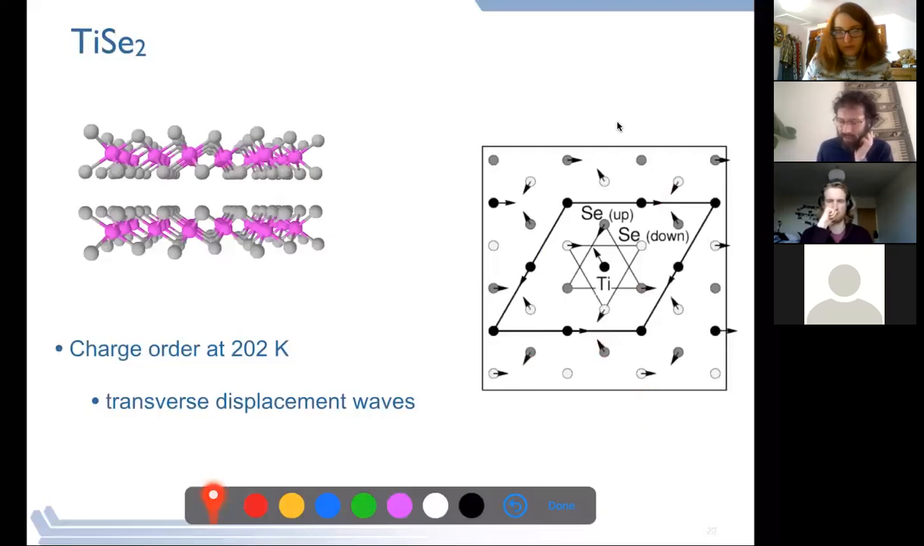This looks like a drawing, but this is actually the result of an experiment. So we can actually measure the displacements of all of these atoms. But you might ask, why do they move in this direction? Because actually the direction is kind of strange. It is not, as Peierls said, that you just move the atoms closer to the electrons, and then you have the charge density wave and the displacement wave on top of each other. These actually turn out to be transverse displacement waves, which is a bit weird.